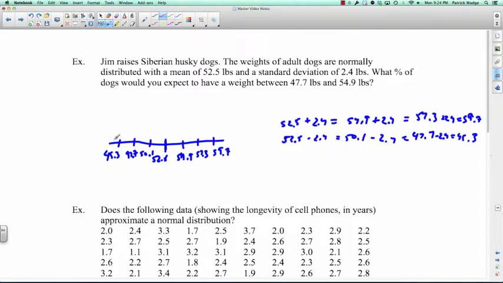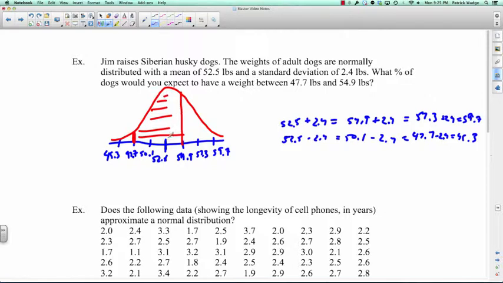Okay, so I'll draw my normal distribution curve here. What we're interested in is the number of people who have a weight between 47.7, right there, and 54.9, which is right here. We have to figure out how many people fit in between these two values. How many people fit there?